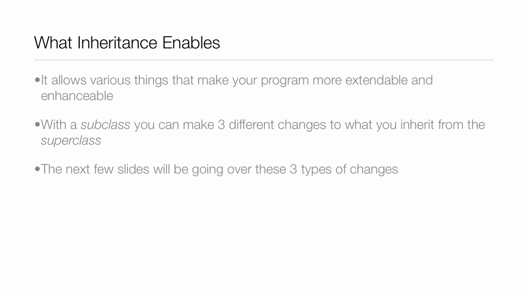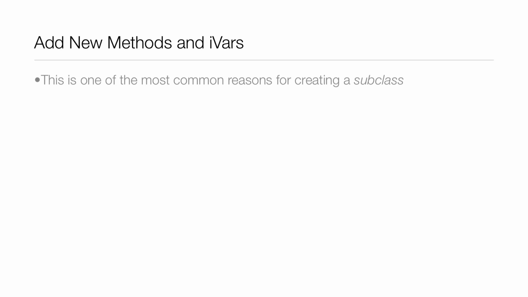Now, what inheritance enables. We've already gone over a little bit about what inheritance enables us to do, but we're going to go a little bit more in the next few slides. It allows various things that make your program more extendable and enhanceable. With the subclass, you can make three different changes to what you inherit from the superclass. In the next slides, we'll be going over these three types of changes. The first one that we'll be going over is adding new methods and ivars, and this is one of the most common reasons for creating a subclass.